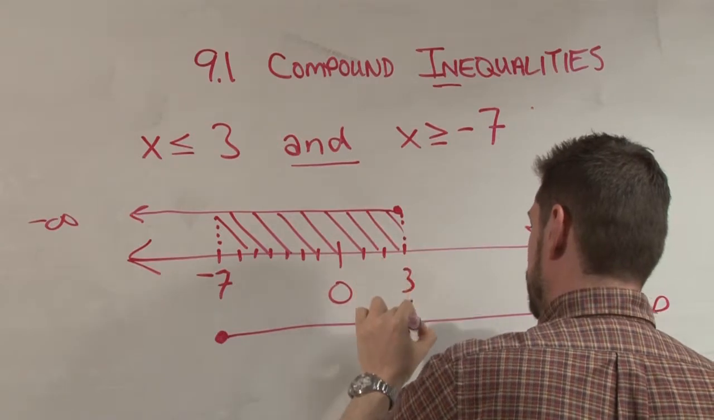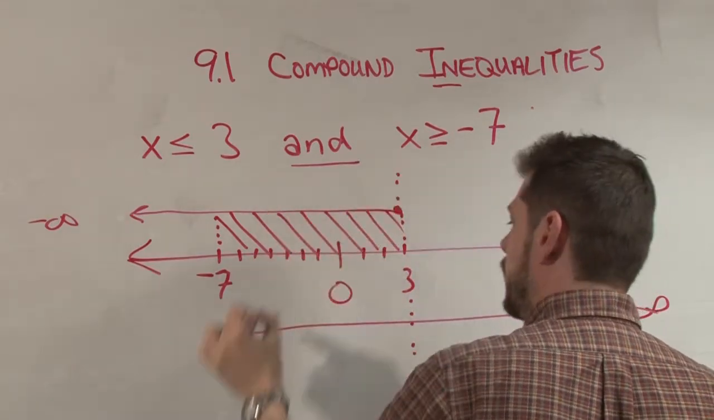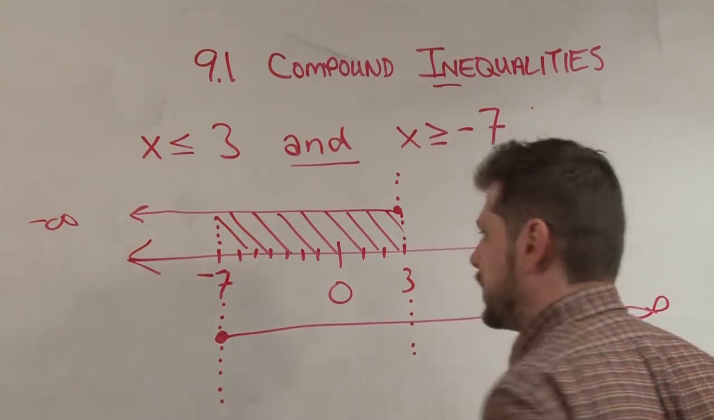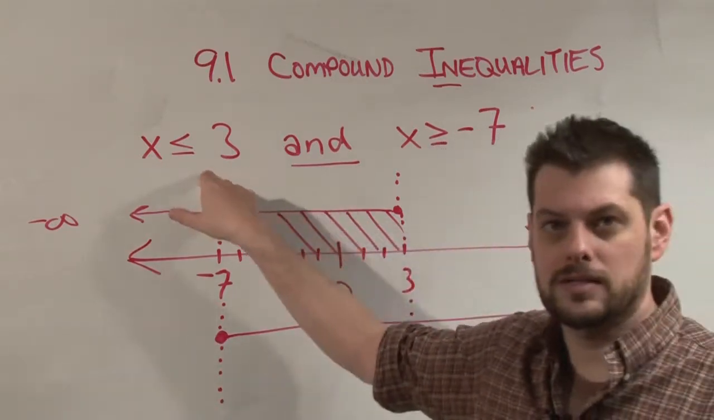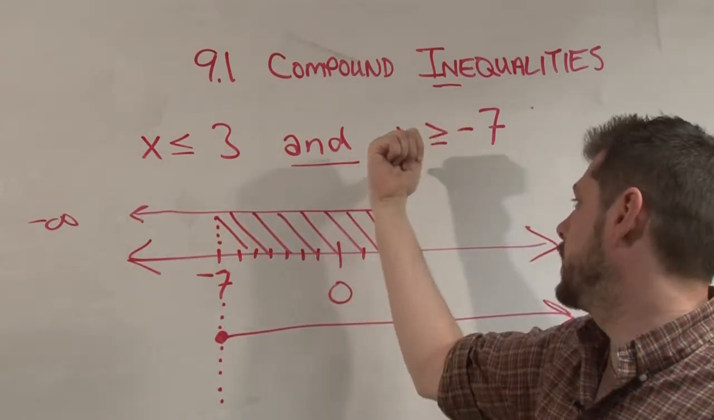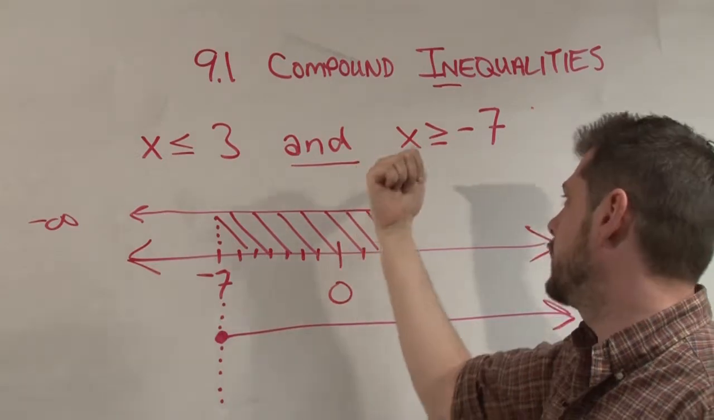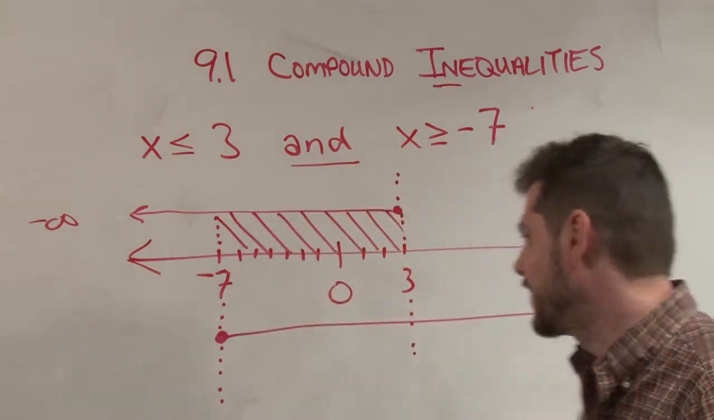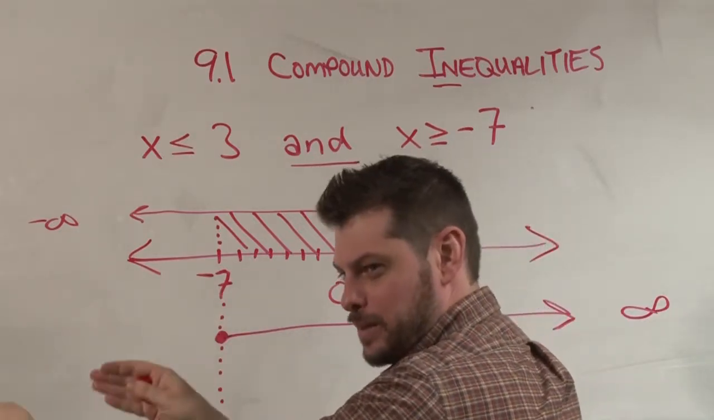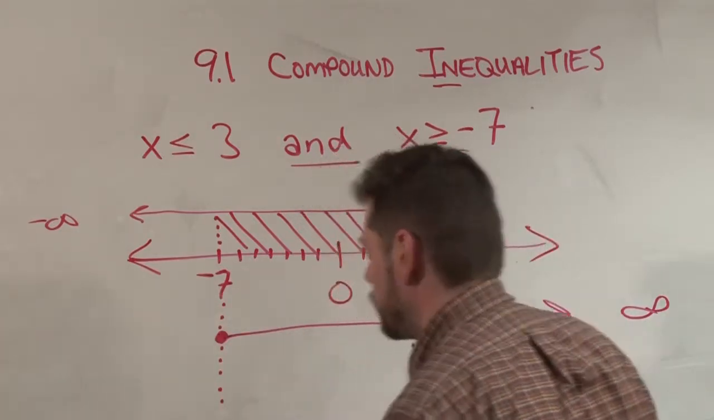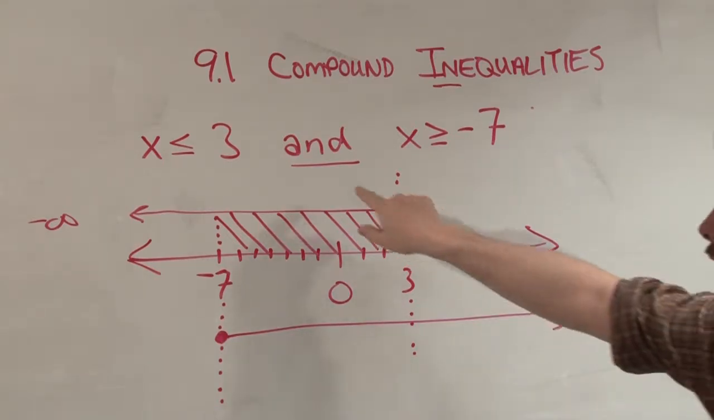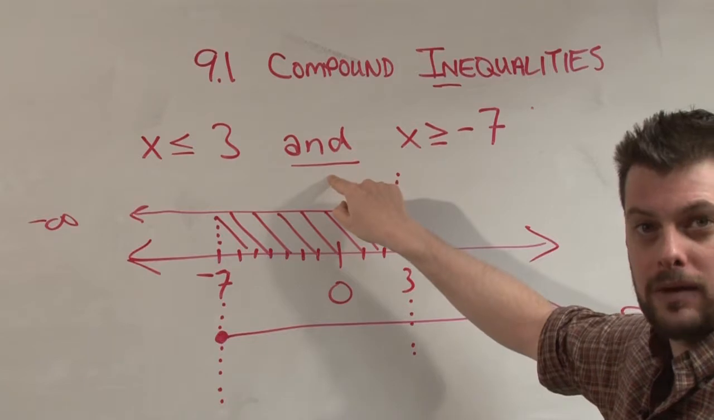And you can kind of see visually why that's true. I can't have -8, for example, as one of my solutions, because -8 is certainly less than or equal to 3, but it's not greater than -7. That's what I should say. With negative numbers, the value gets bigger, but the representation of them gets smaller, so it gets a little tricky. Anyway, that's a good example of an and compound inequality.